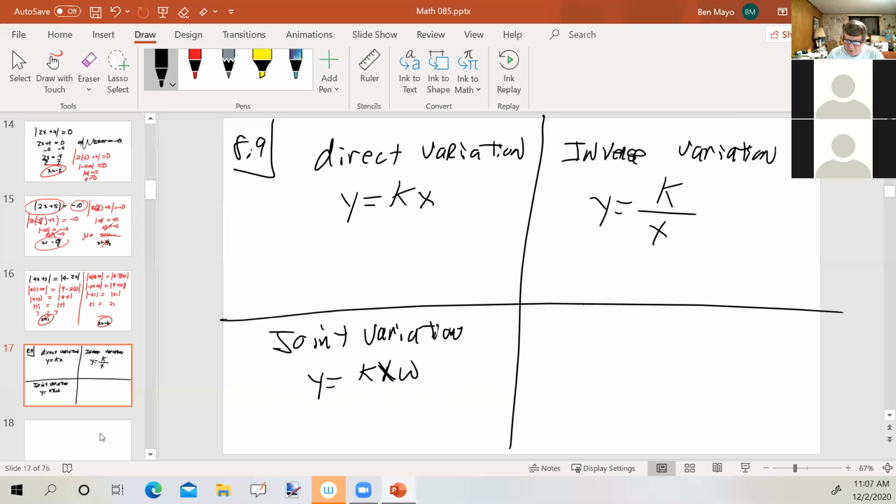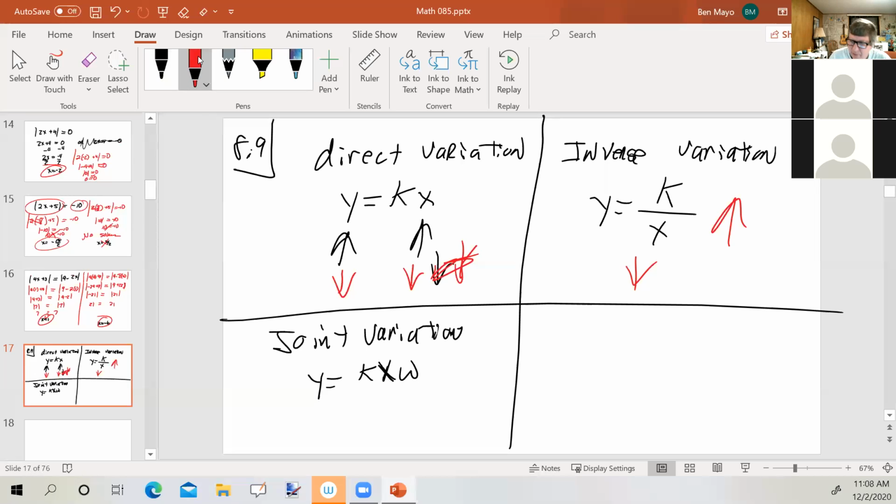Now, direct variation, as x goes up, y goes up. As x goes down, y goes down, okay? Inverse variation, as x goes up, y goes down, or as y goes down, x goes up. So direct variation, they go up together or down together. Inverse variation, when one goes up, the other goes down. When one goes down, the other goes up.